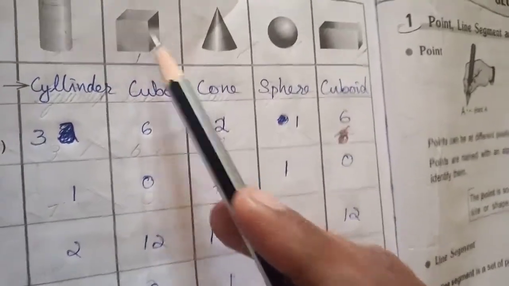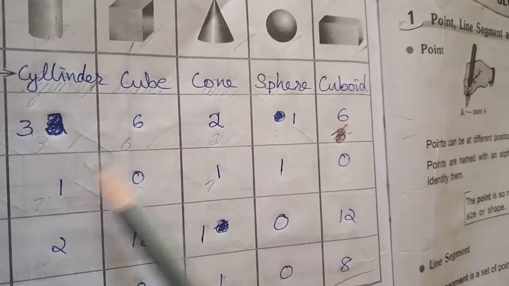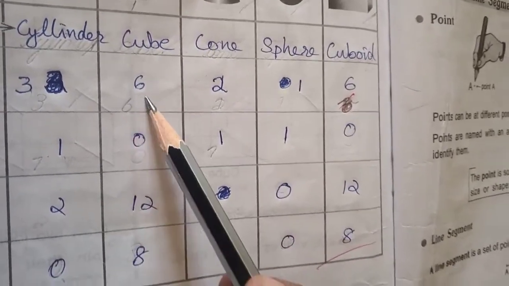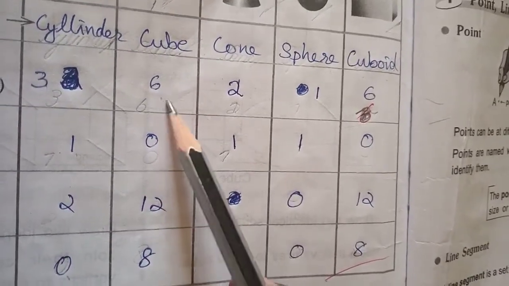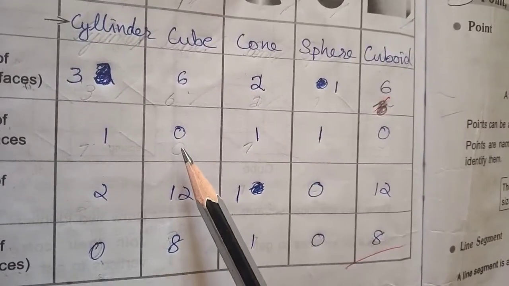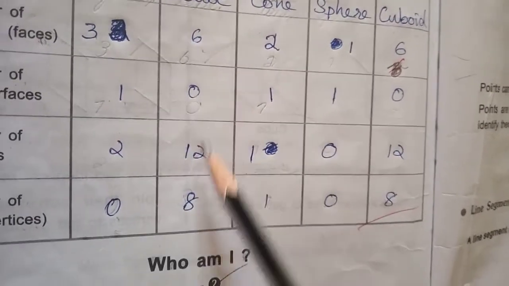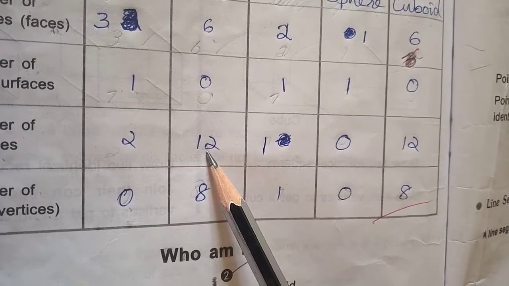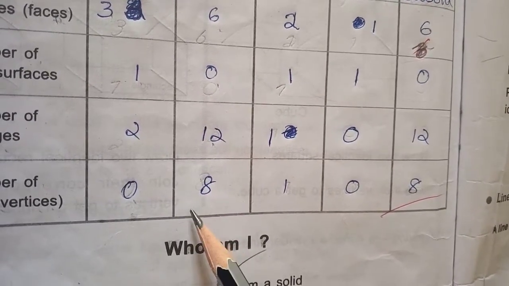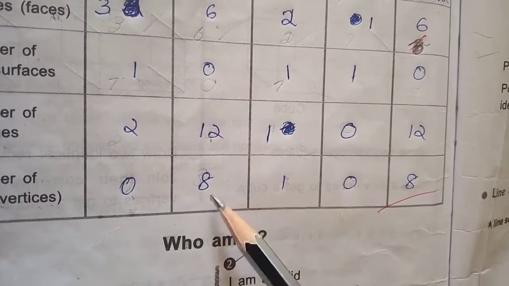Next, this is the cube. Cube. Number of flat surfaces 6. Number of curved surfaces 0. Number of edges 12. Number of corners 8.